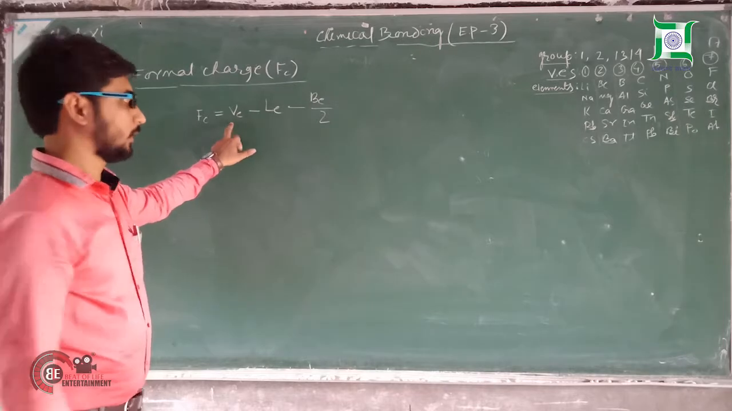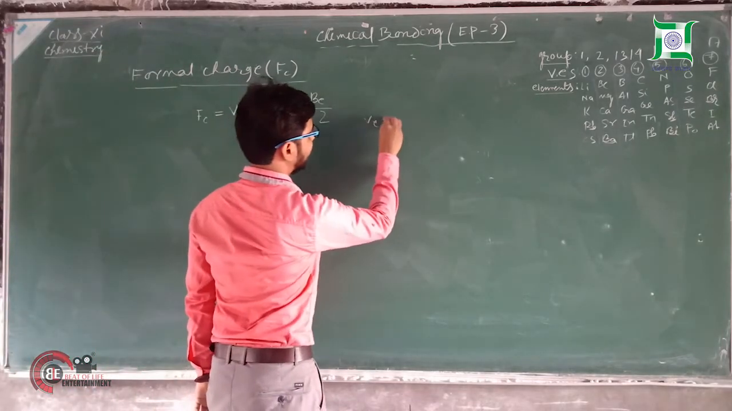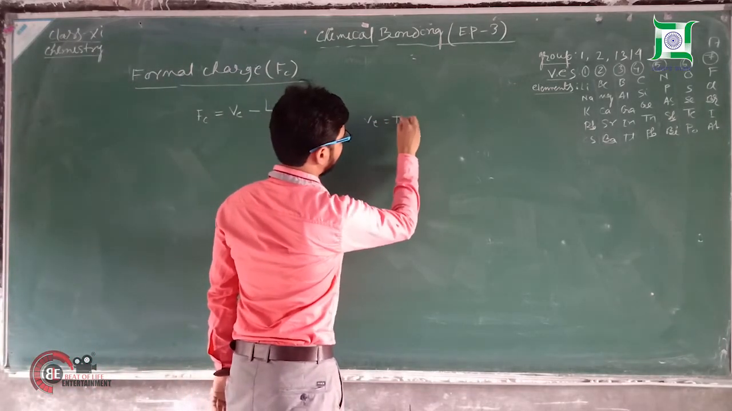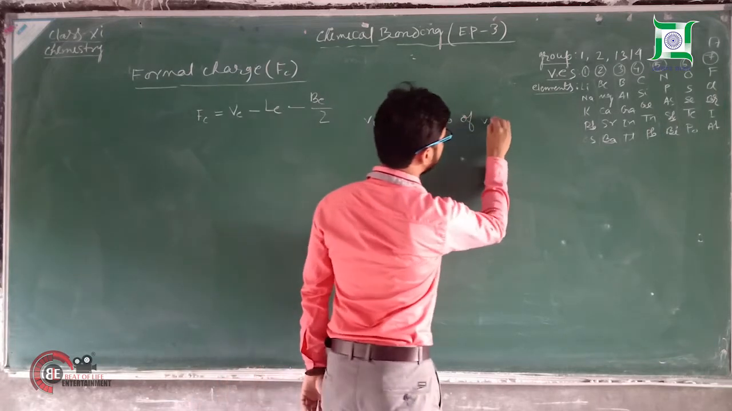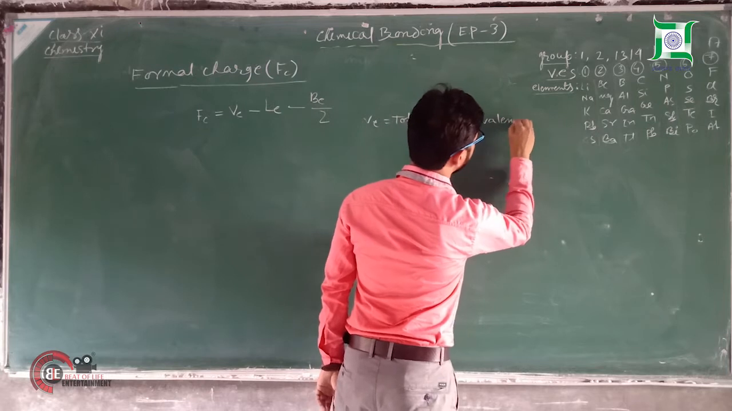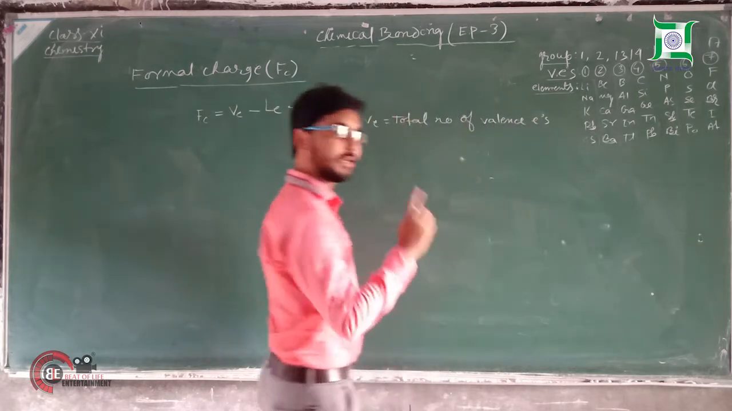One is Ve, that is, Ve equals the total number of valence electrons in the free atom.